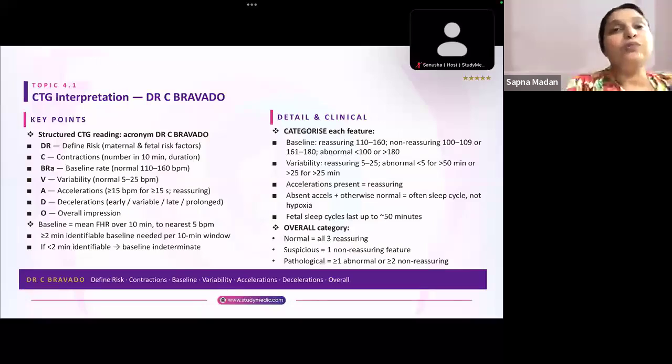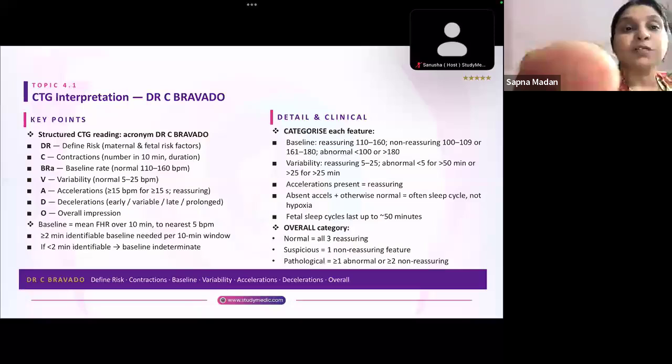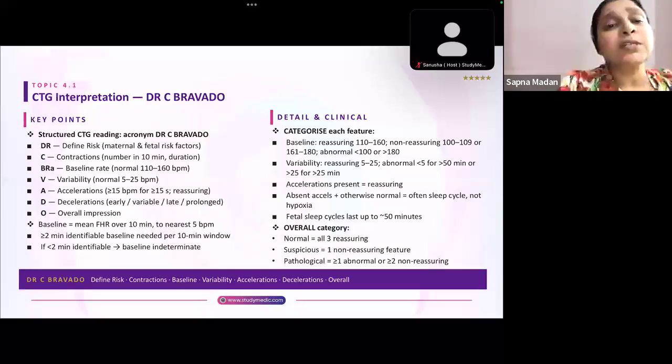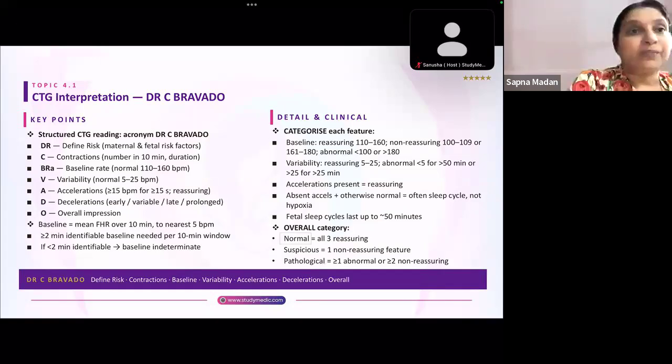So if all of the categories are normal, if all of the categories are in white zone, then it is a reassuring CTG. It is suspicious if there is one non-reassuring feature, and it is pathological if more than or equal to 1 abnormal or more than or equal to 2 non-reassuring features are present. Okay, so again, reiterating, and I think it will come again. So Dr. C. Bravado is very important and you should not miss it whenever you're assessing a CTG.